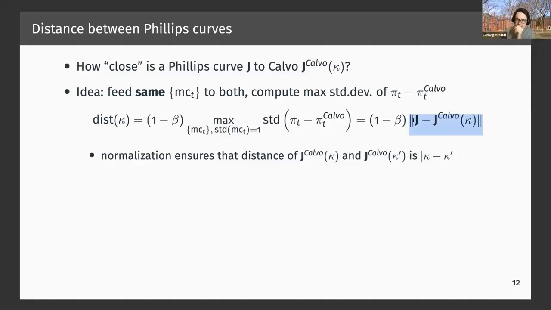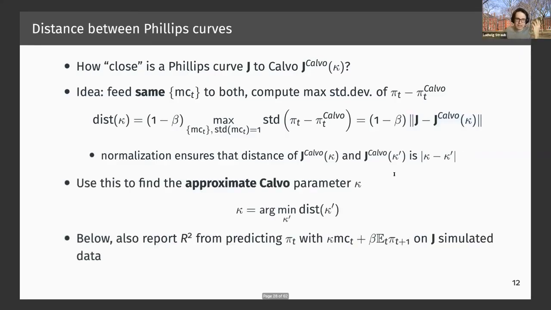And we add a little normalization here so that if you were to compare two Calvo models with each other, you get just really nicely that the distance is just the difference of the two slopes of the two kappas. But that's immaterial to the results. Okay, so this will be our distance. So for any kappa, we can compute this matrix norm, and then we see what the distance is.